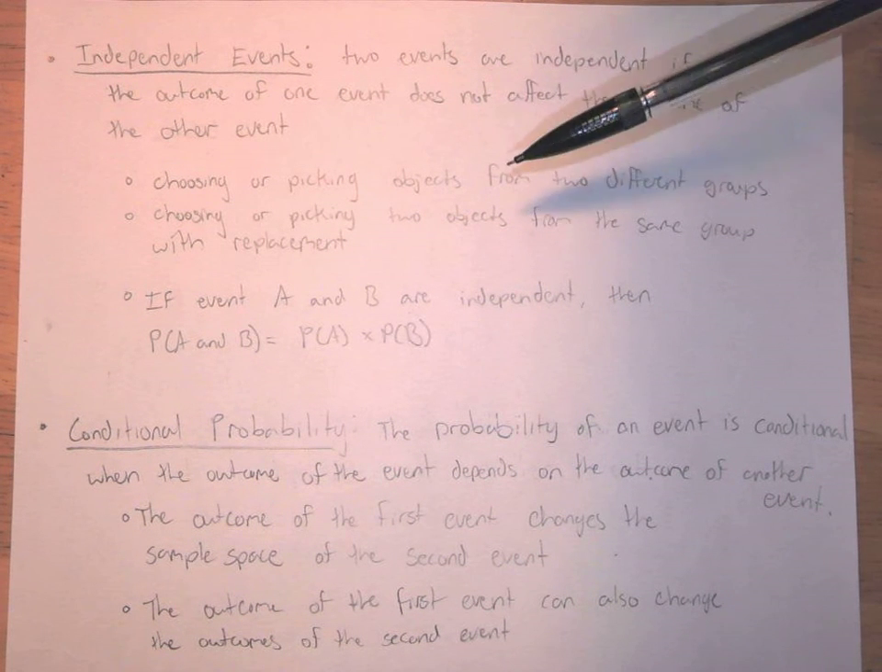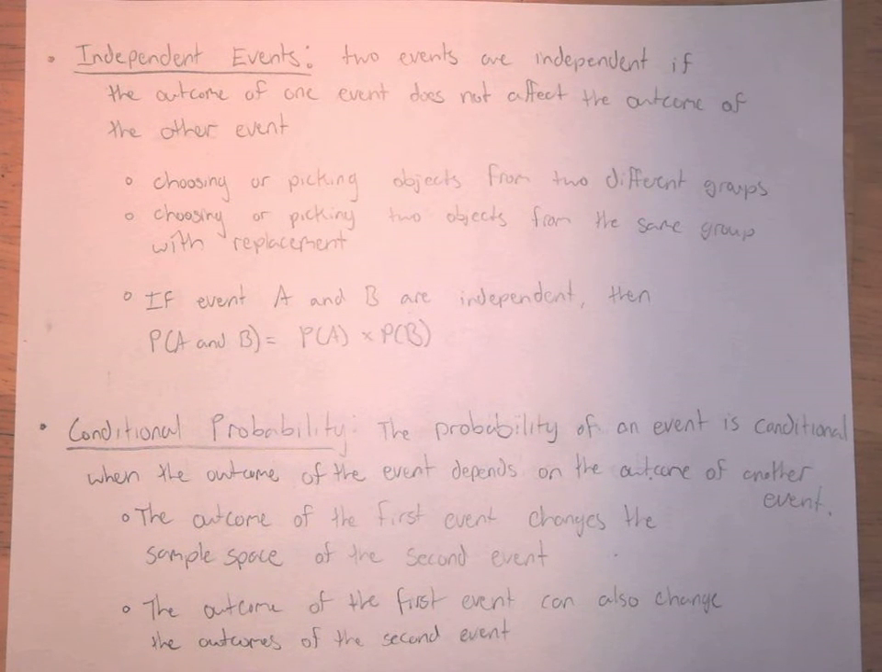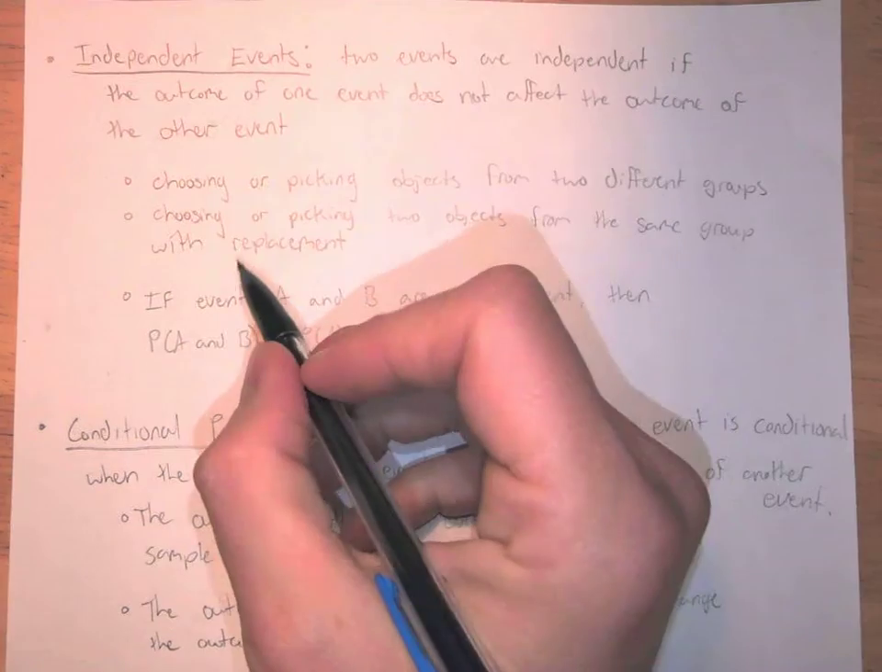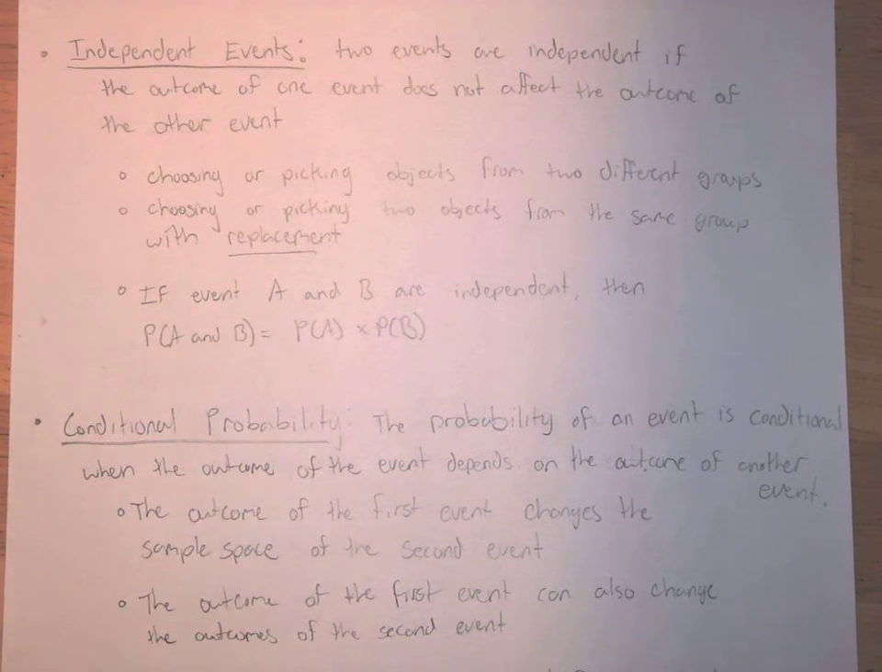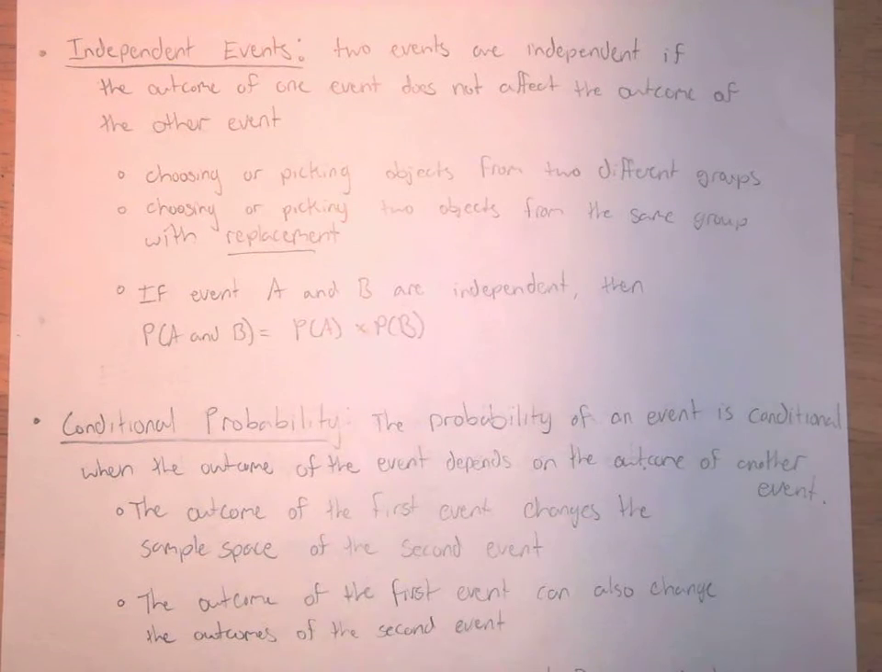Another example is if you're choosing or picking objects from the same group, but you replace the object that you picked before you pick again. So if you're doing two selections from a bag of marbles, for example, and you pick the first marble, but then you put it back, and you pick the second marble, those events are independent because replacing the marble means that whatever you picked on the first round doesn't affect what you pick on the second one. Okay, so those are independent events as well. So this idea of replacing the object that you picked, or if the groups are completely separate, then you have independent events.